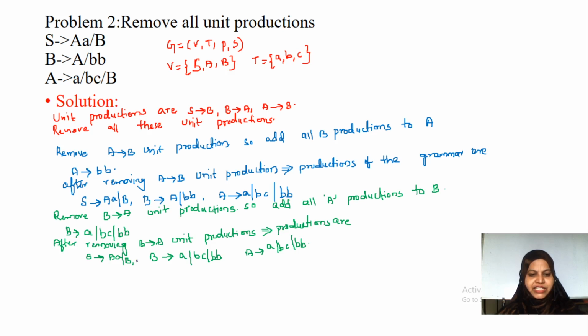Now in this given grammar, which one is the unit production? S tends to B is the unit production. So we have to remove this one. Remove S tends to B unit production, right?